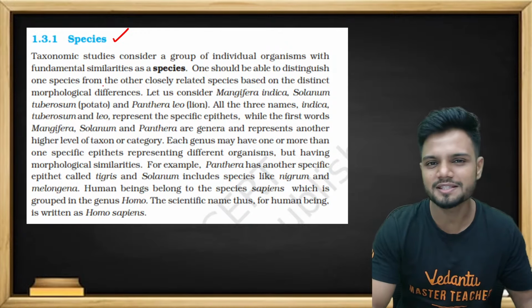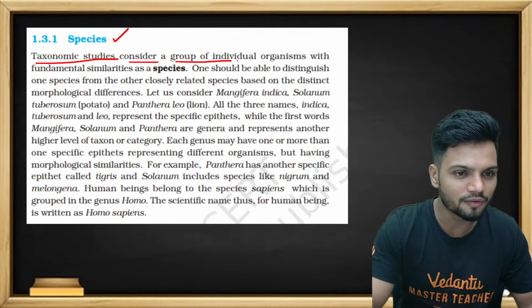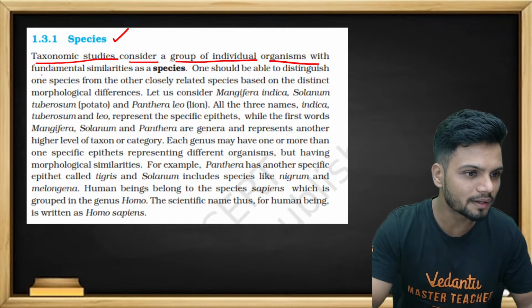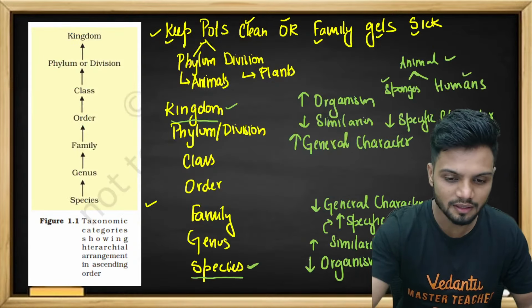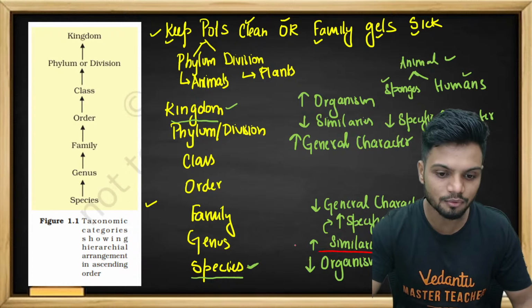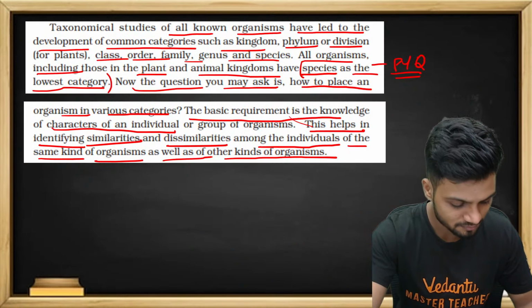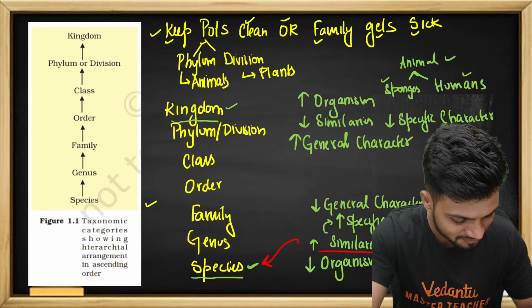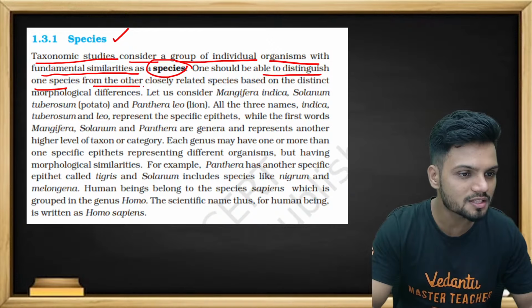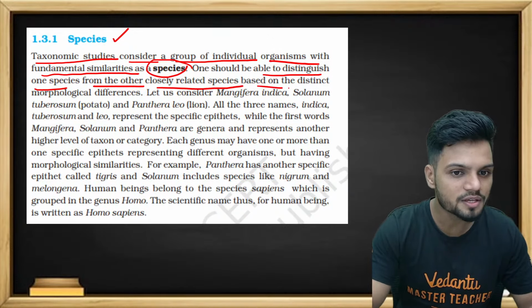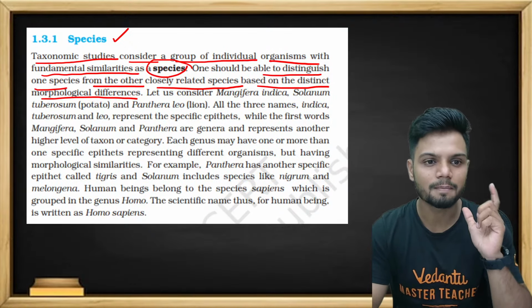Now students, let's understand species one by one. Okay. Taxonomic studies consider a group of individual organisms with fundamental similarities as a species. So what did we say here? Did we learn more similarities when we come to species level? Yes, more similarities at species level. Okay. One should be able to distinguish one species from another, closely related species, based on distinct morphological differences. Obviously, because the similarity is very high, right?